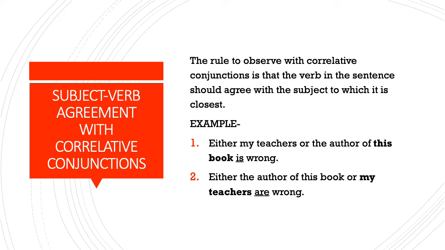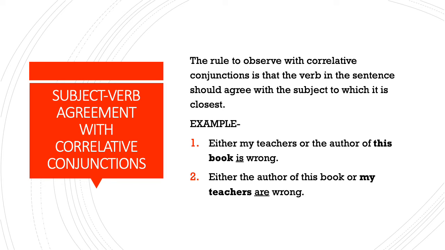So author is which number? It is singular. It is a singular noun. That is, it's showing one number. So if we have a singular noun, we will have a singular verb. Correct? So either my teachers, teachers is plural, or the author, author is singular. So either my teachers or the author of this book is wrong. I am using the verb as a singular verb.